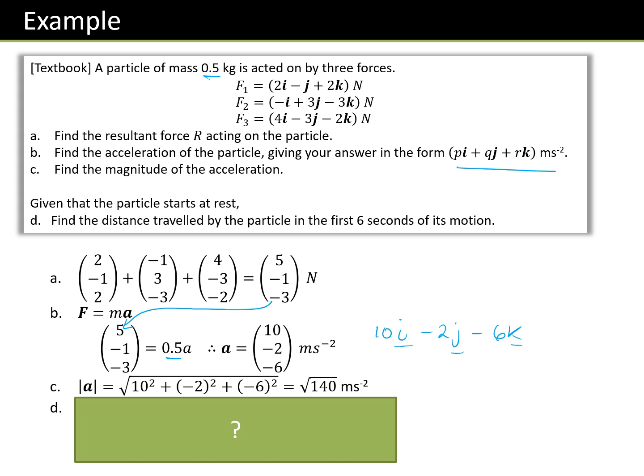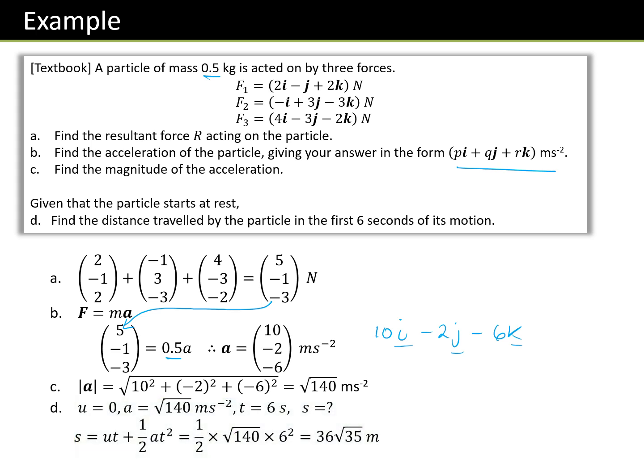And then part D, given that the particle starts at rest, find the distance travelled in the first 6 seconds. Here we're going to use our SUVAT equations because we've got a constant acceleration. Filling all those in, we're trying to find the distance, which is s, the displacement. We haven't got v, the final velocity, so it's going to be the equation that doesn't involve v: s equals ut plus half at squared. Filling all those in, we get the answer 36 root 35, and that will be in meters.